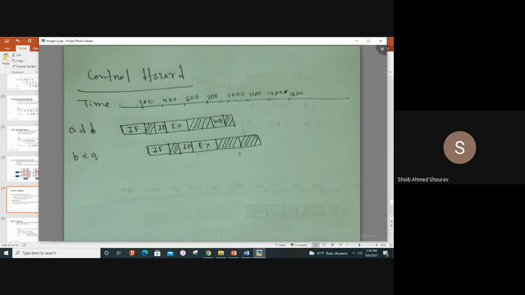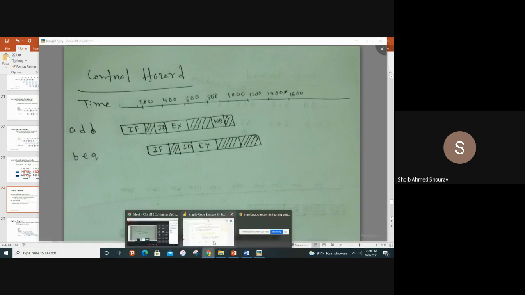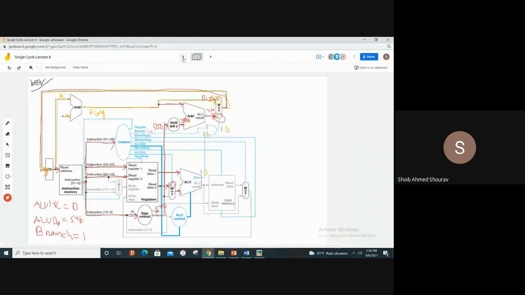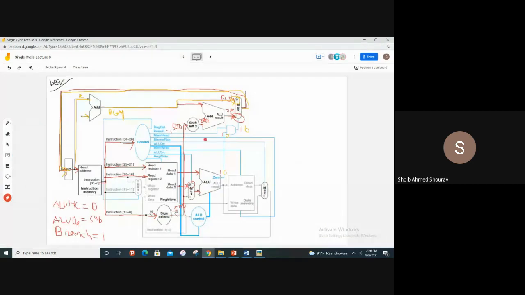Now, please tell me, after the execution of BEQ, let me show you in the single cycle data path, it will help you. After execution of BEQ, this PC holds the key to the next instruction. It can be PC plus 4 or the jump address. So either there will be a jump or there will be no jump, right?